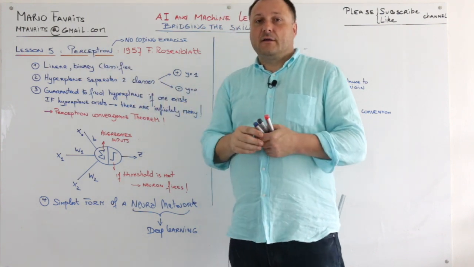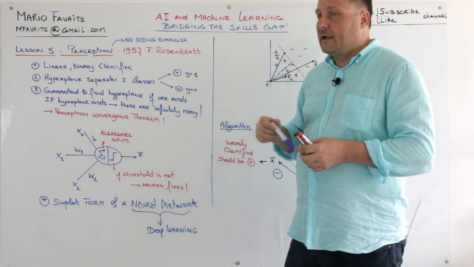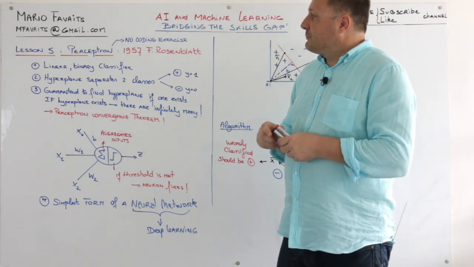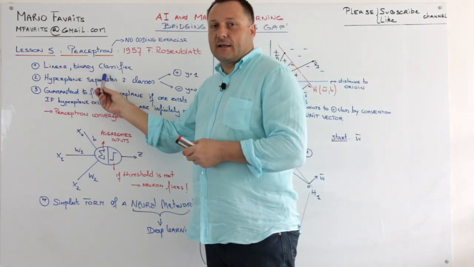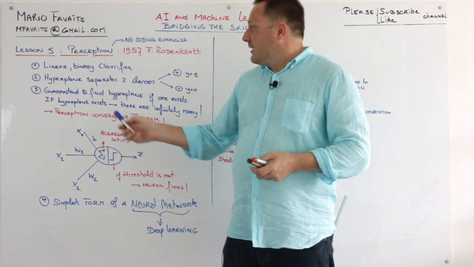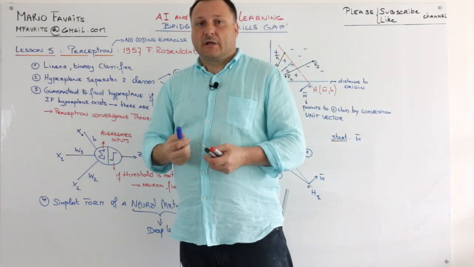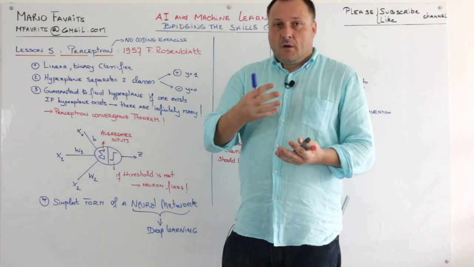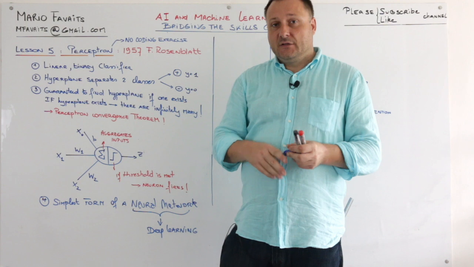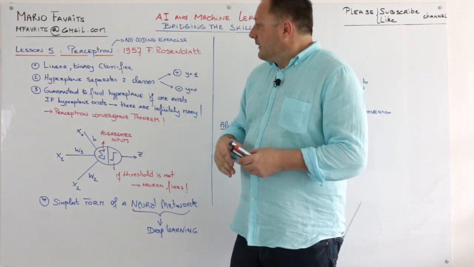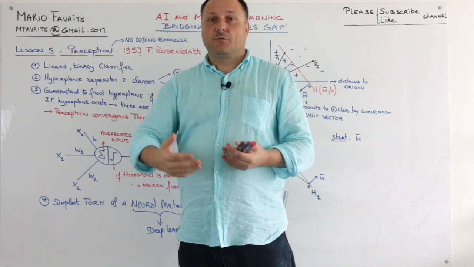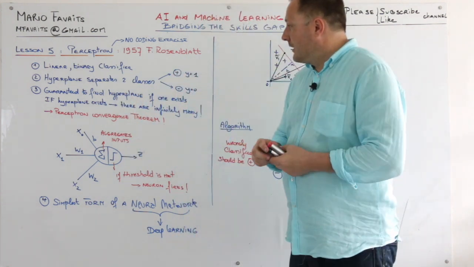Perceptron was invented in 1957 by Frank Rosenblatt. He was a professor at Cornell University. And what is a perceptron? Well, it's a binary classifier. You have two classes, a positive and a negative class. But it's also a linear binary classifier. That means that positive and negative class are separated by a line. In 2 dimensions it's a line. In 3 dimensions it's a hyperplane, and in 4 dimensions the same. So 3 and up it's a hyperplane.